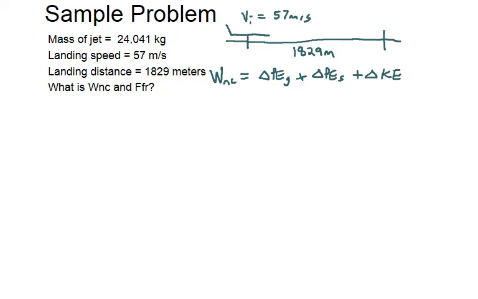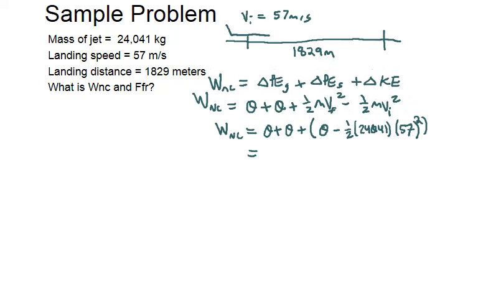All right, so non-conservative work equals a change in gravitational plus a change in spring plus a change in kinetic, right? So in this case, there's no springs involved. There's no actual gravitational energy involved. And so if it's flat, we're just dealing with the change in kinetic energy, starting with 57 meters per second going to 0. So there's our non-conservative work.